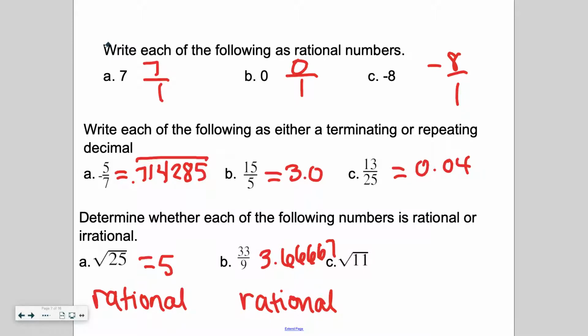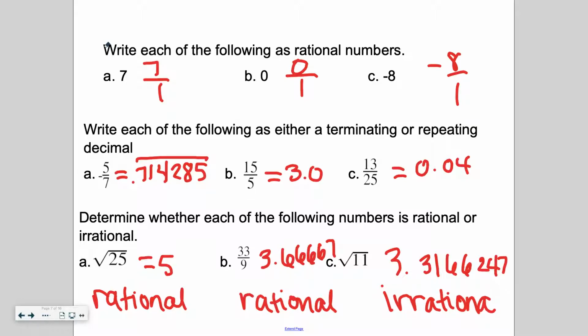Okay, last one. Square root of 11. If you type the square root of 11 into your calculator, it gives you 3.31662479. Is there anything there that repeats? No. It's not really terminating either, because it just keeps going. Your calculator just doesn't have enough space to keep writing it. So this would be an irrational number. Does anyone have questions on how to determine if it's rational or irrational? Excellent.